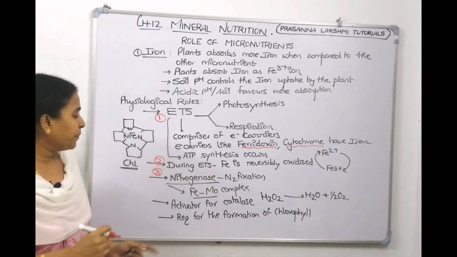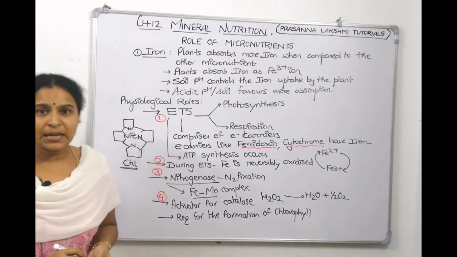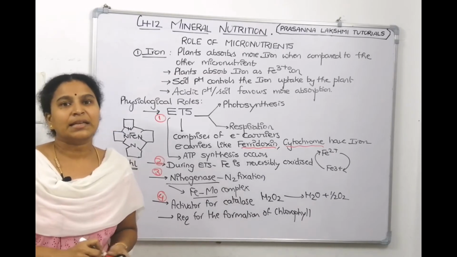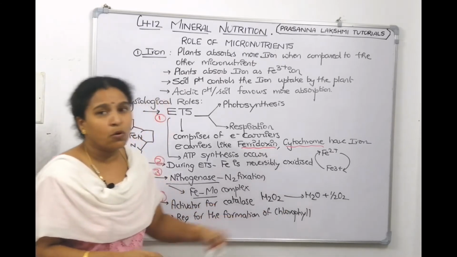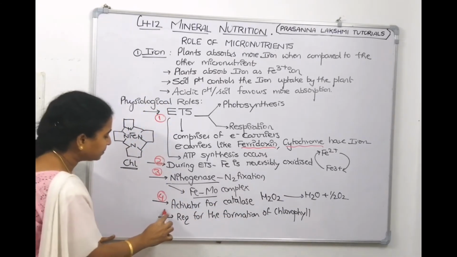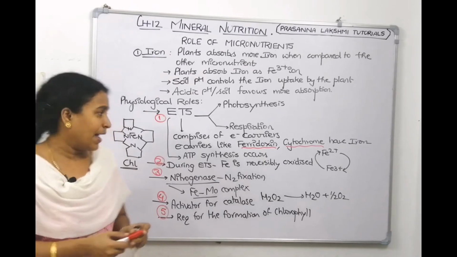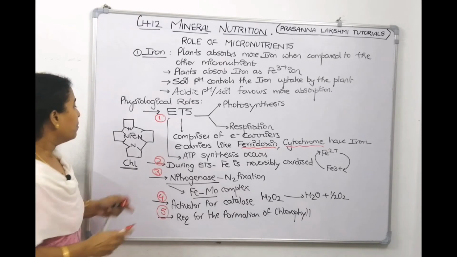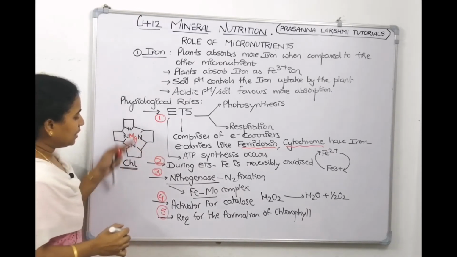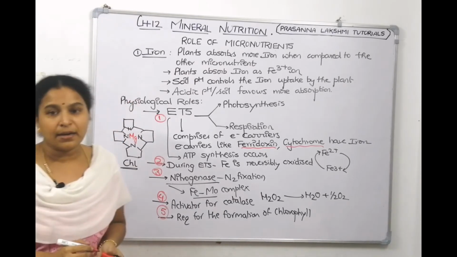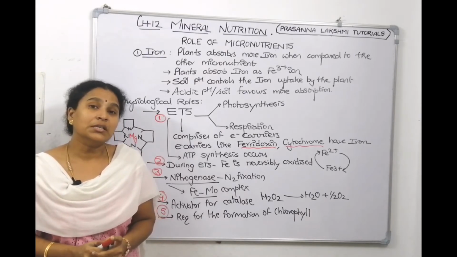Plant needs nitrogen. Then the fourth one, iron acts as an activator. Metals are activators for enzymes. Like that, iron is an activator for an enzyme called catalase. Catalase will break hydrogen peroxide into water. Now the last function, iron is required for the formation of chlorophyll. Actually in chlorophyll magnesium will be there, but first iron will be there, then iron will go out and magnesium will come. These are the 5 physiological roles of iron. Take a screenshot, then we will talk about the second element.